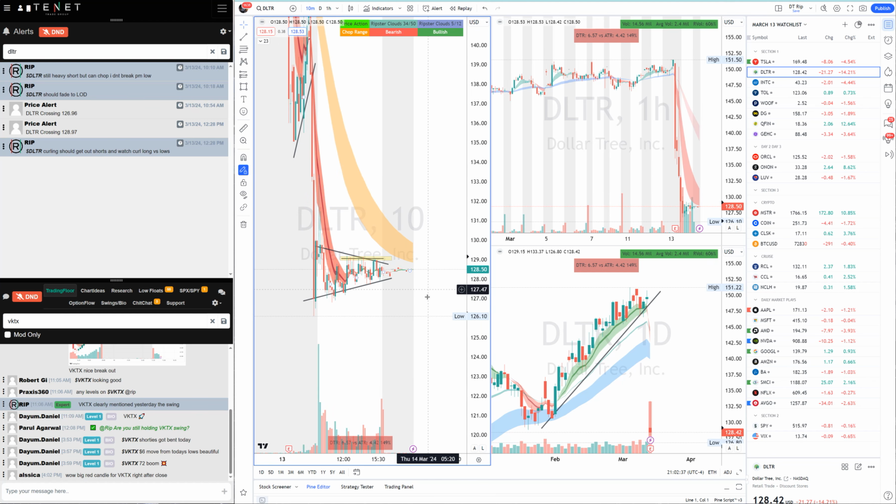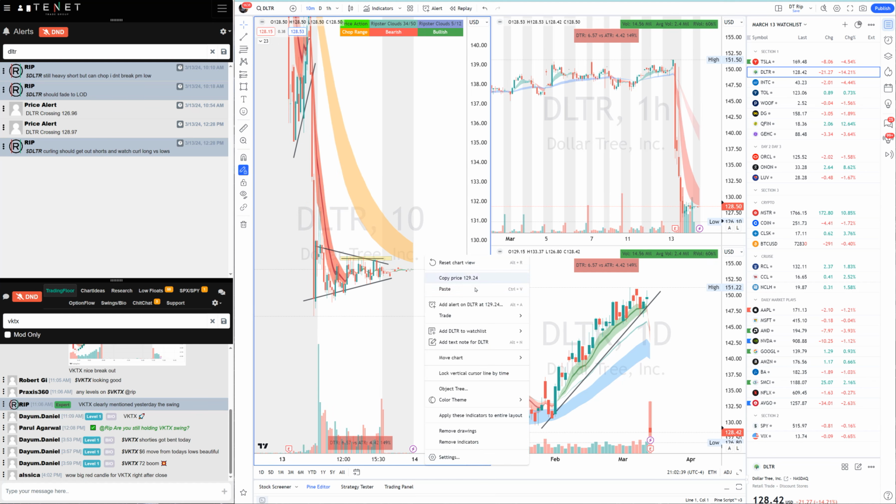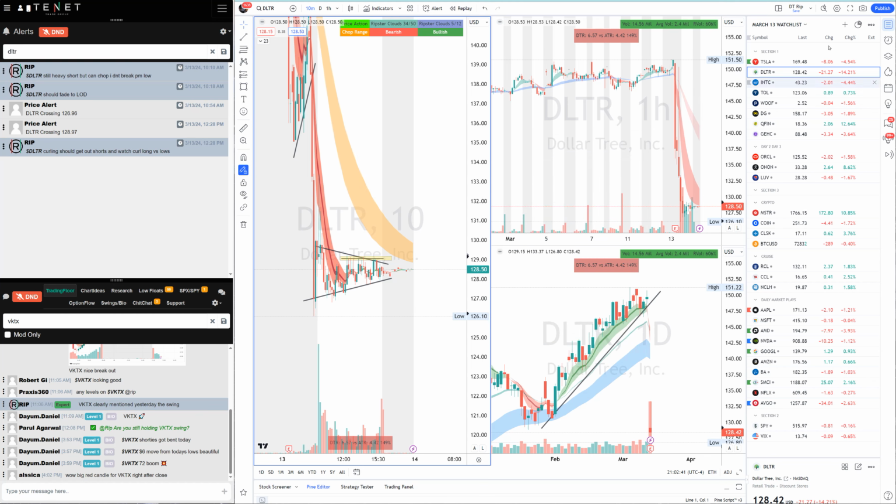We'll keep it on watch on day 2. If it fades under these levels, it will be a short. If it gets back over 130, this 129 level, tomorrow we'll long it.